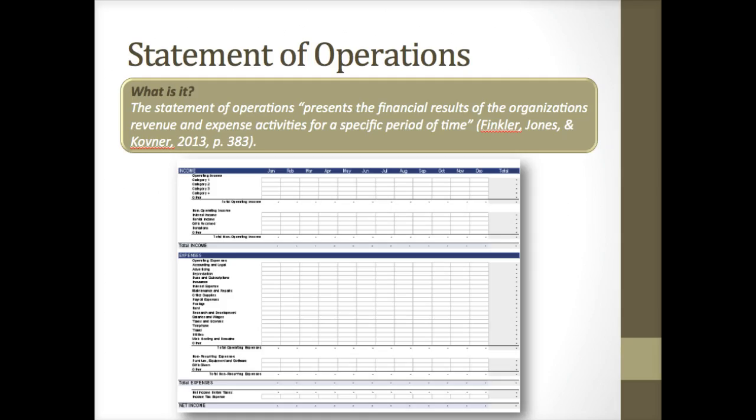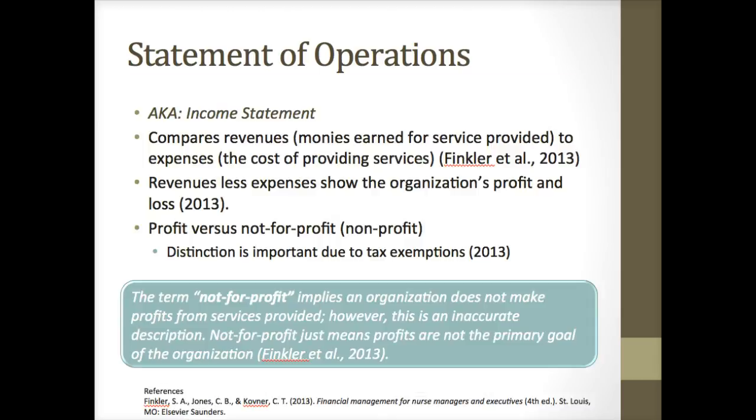Moving on to the Statement of Operations. The Statement of Operations presents the financial results of the organization's revenues and expense activities for a specific period of time. The Statement of Operations is also known as an income statement. It compares revenues, which is money earned for services provided, to expenses, which is the cost of providing those services. Revenues less expenses shows the organization's profit and loss.